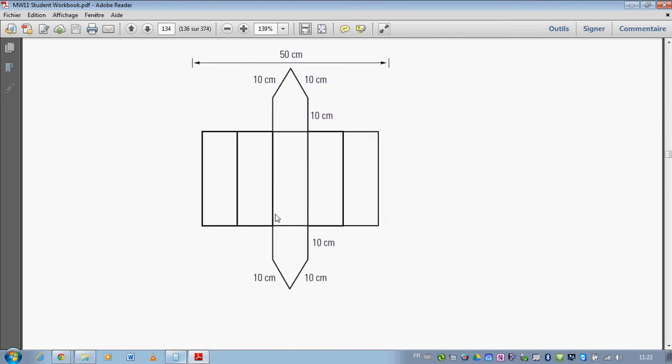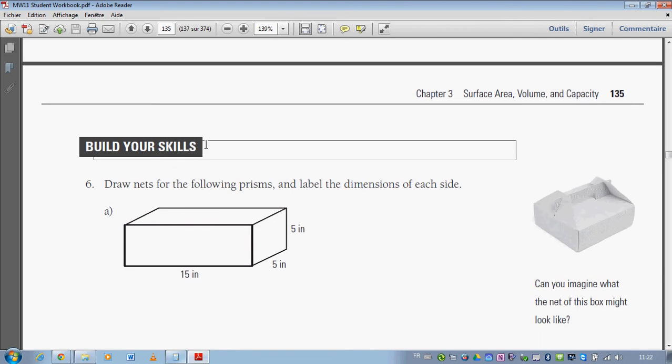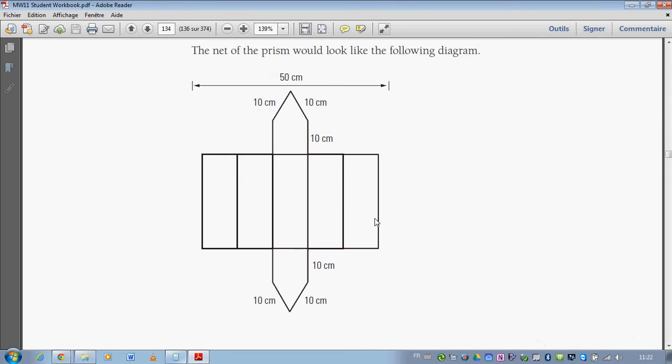So that's what a net is. Okay, so at this point you can pause the video and try out the Build Your Skills questions on page 135. Again, it's asking you to draw the nets, so you're really just taking these 3D shapes and breaking them down, unfolding them into things that look like this. This is what we call a net.